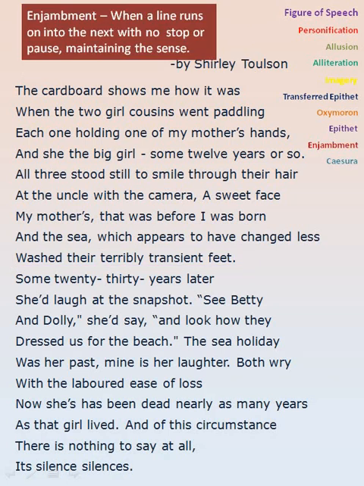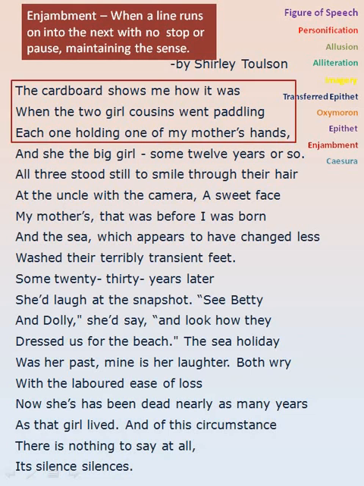Now we shall see the lines where enjambment is used. Enjambment is when a line runs on into the next without any stop or pause, maintaining the sense. Here the first two lines, if you see, "the cardboard shows me how it was when the two girls." There is no pause at the end of the first line. Neither a full stop nor a comma is used. Even in the second line also, "when the two girl cousins went paddling, each one holding," there also you don't have any punctuation. So here the line runs into the next line without any stop or pause. So the figure of speech used in the first two lines here is enjambment.